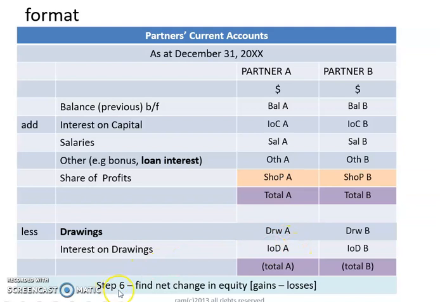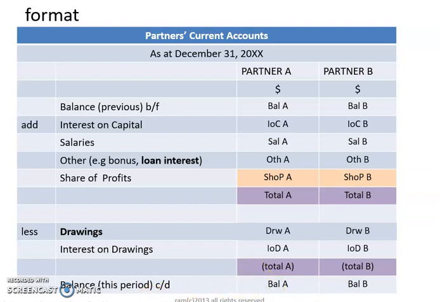All right, so as step 6 says, we're going to find the net change, and the net change is simply the difference between the total that they gained and the total that they lost, and that will tell you their new balance. In other words, what is the new change to their equity.